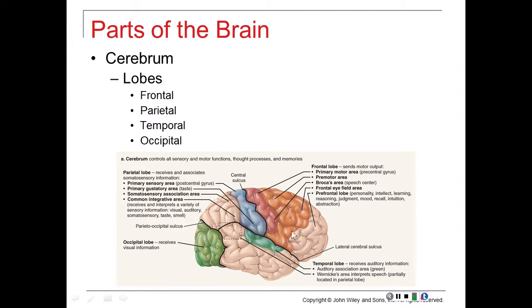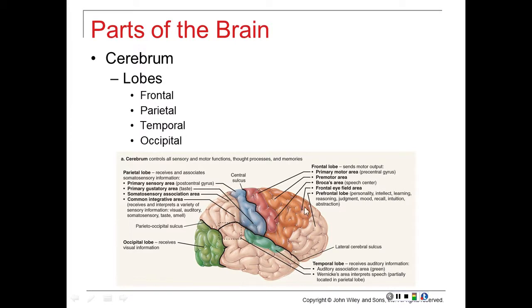There's also an area called the premotor area. This is where some coordination comes into play. Broca's area is a speech center. If you think of speech as a motor movement, that is very true. Think about your tongue and lips and your vocal cords, how everything has to flex and move in order to make those sounds. So that's within that primary motor area.